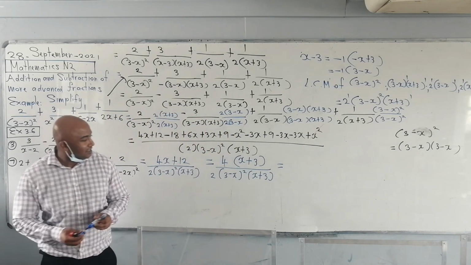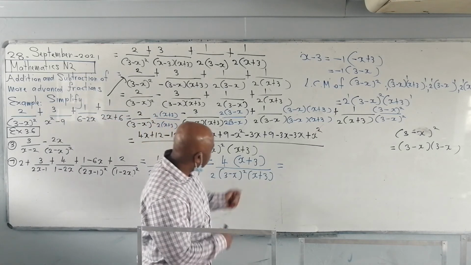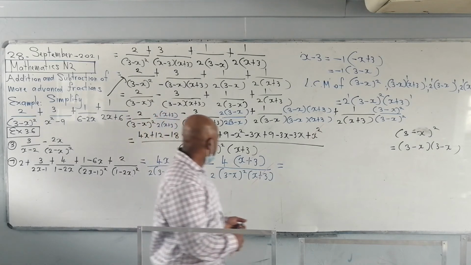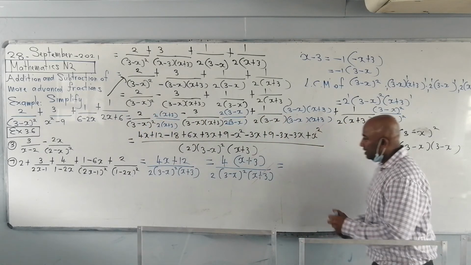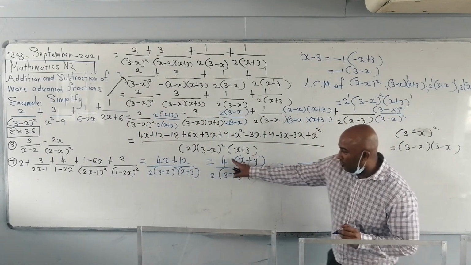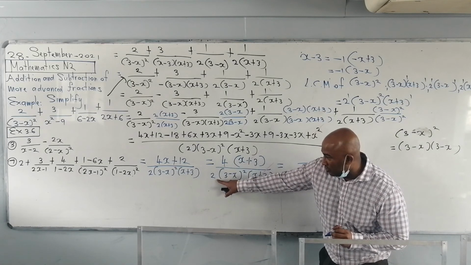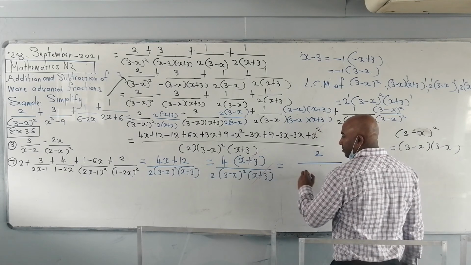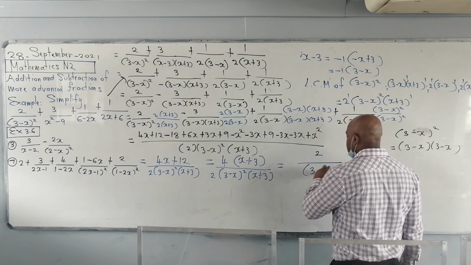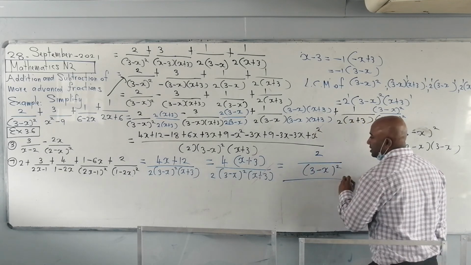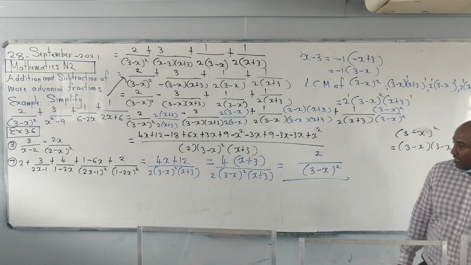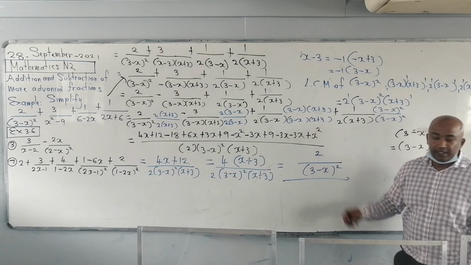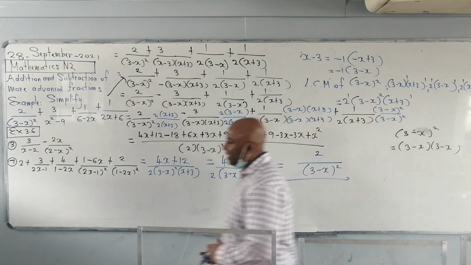You can see that x plus 3 and x plus 3 will cancel. So I'm left with 4 divided by 2, which is what? Which is just 2 all over (3 minus x) all squared. Because x plus 3 and x plus 3 cancel, 4 divided by 2 is equal to 2. So that was this example.